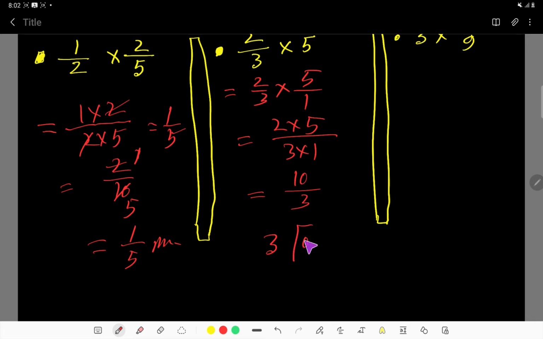That is why we have to divide this 10 by 3. 3 goes into 10 how many times? 3 times. 3 times 3 is 9, 10 minus 9 is 1. So here 3 is the quotient and 1 is the remainder and 3 is the divisor. So this is the answer.